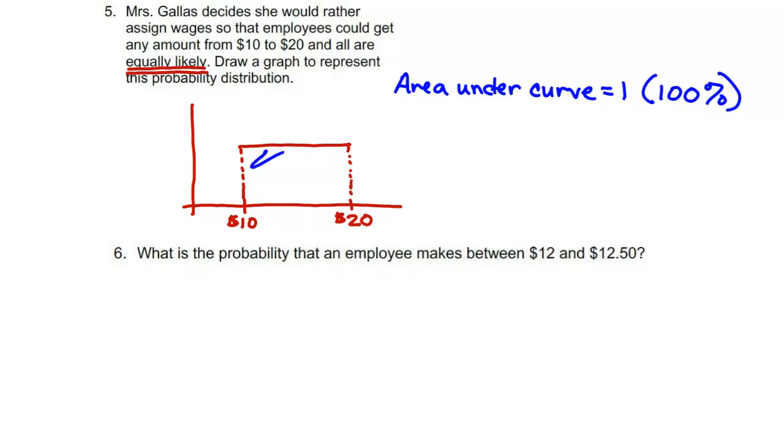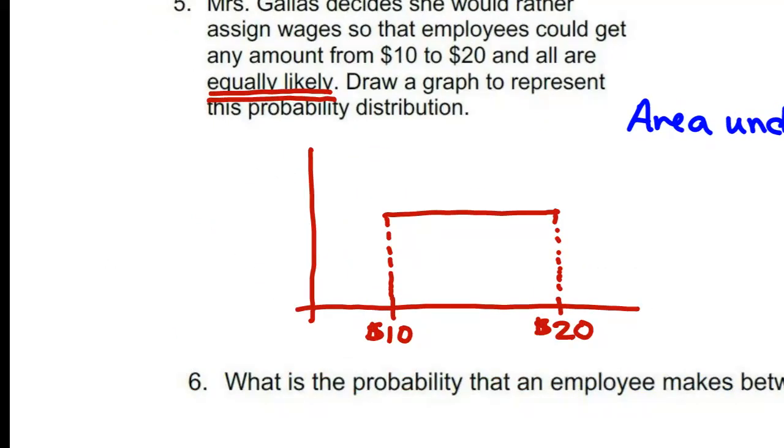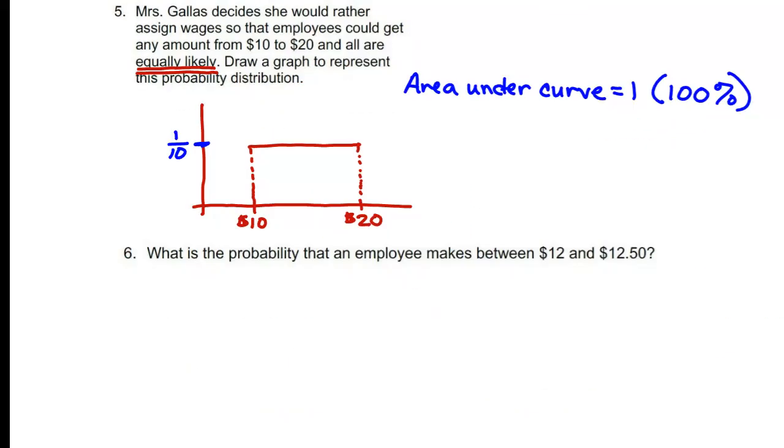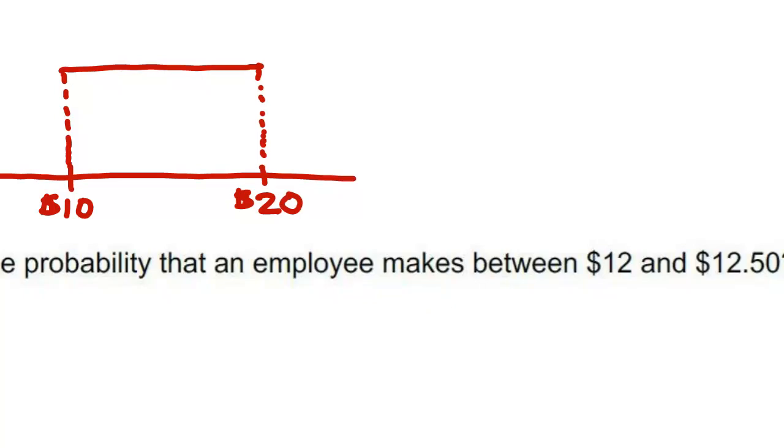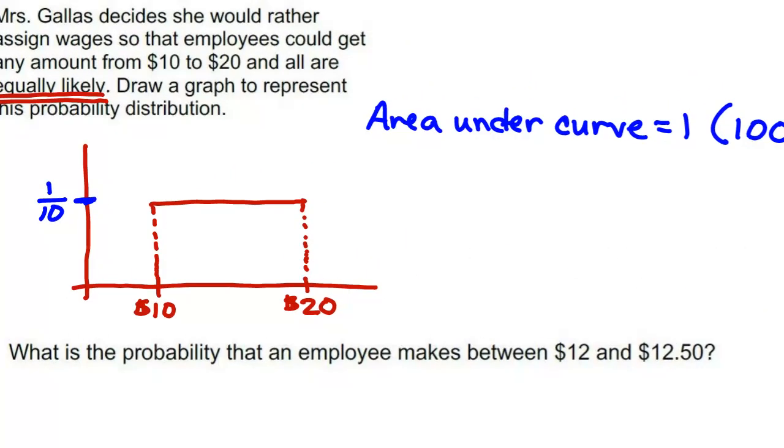So if this area is 1, how high up does this rectangle go? 1/10. Why? Yes, there's a difference in wage of $10. This is always going to be 1 over, and then we're going to grab those two guys. In this case, that would be 20 minus 10. We grab these two pieces right here.